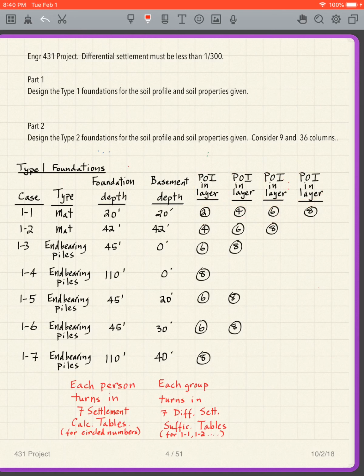Similarly, I've written down here which layers you need to consider for each case. So for case 1-2, you've got to consider 4, 6, and 8. You can draw these out. Then you need to consider 6 and 8 for 1-3. And you can see the rest of these here.